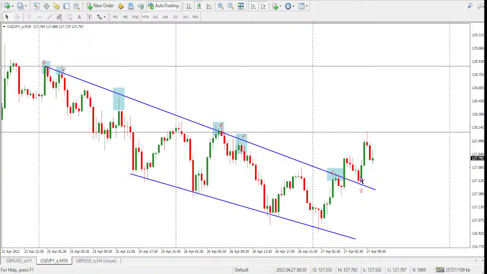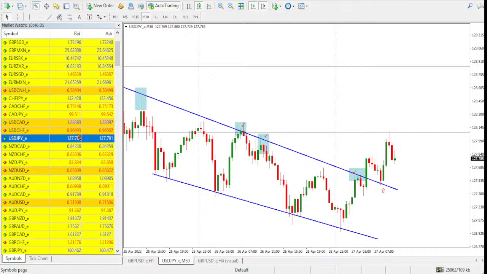We may still see the price come back to the same trend line so that we pick more buy position. We're expecting those buys to take us up at least up to the next levels. So that's my opinion on the US dollar Japanese yen. We'll look at the next chart.